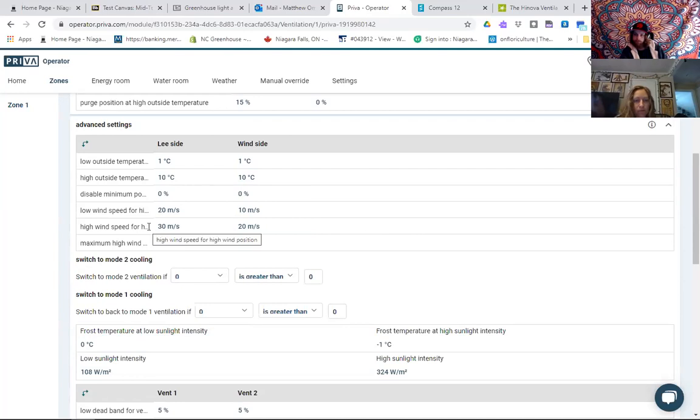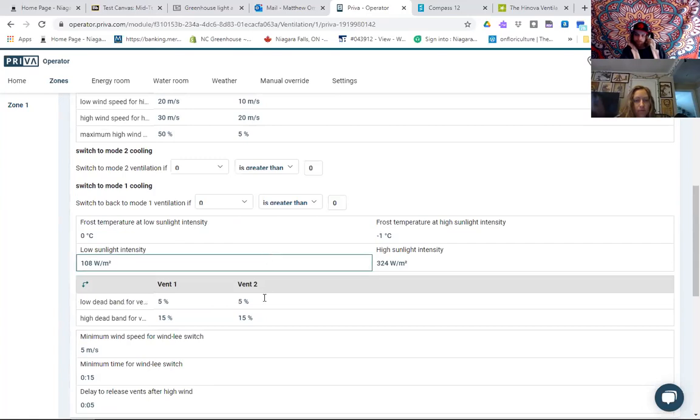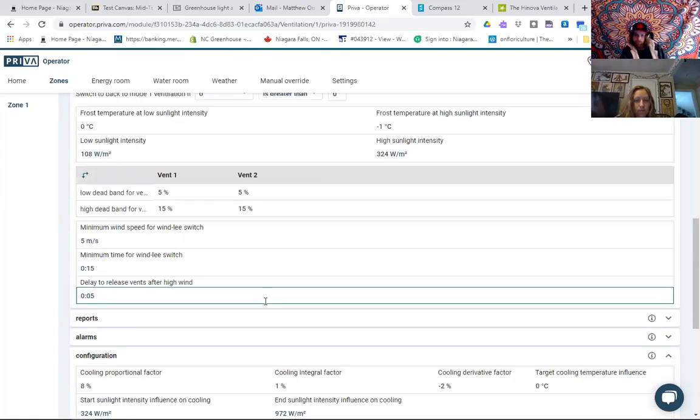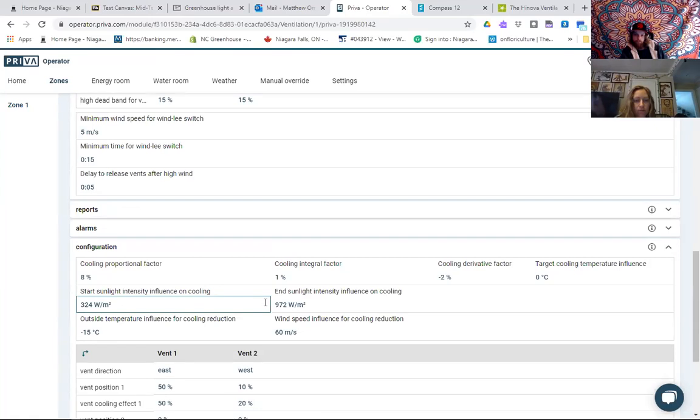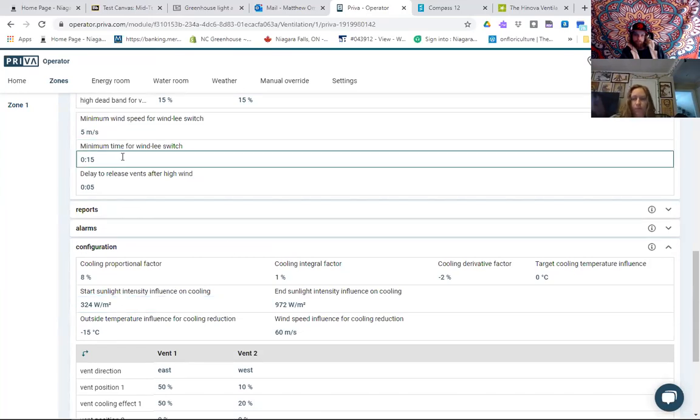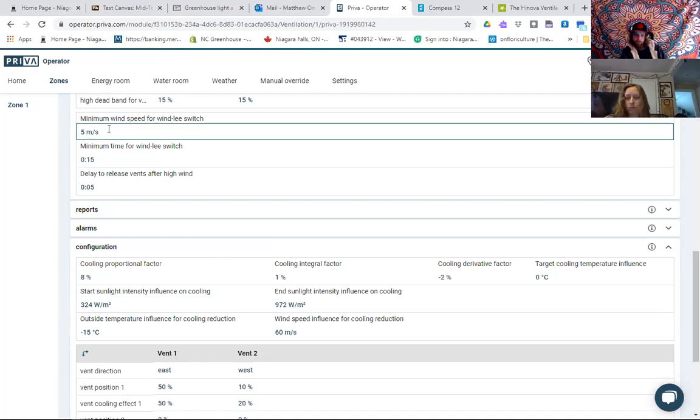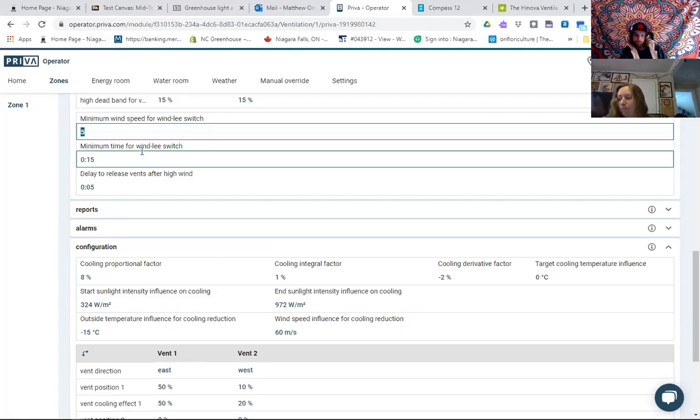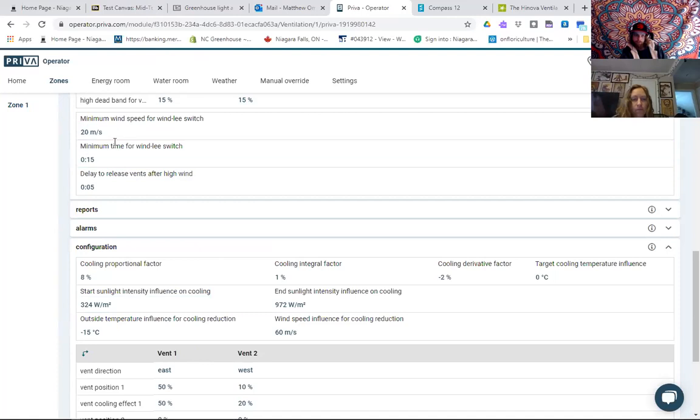So I can have a look at where that would be set, but yeah, minimum time for wind lee switch. So it's set for 15 seconds here, sorry. And minimum wind speed for wind lee switch. So here it's set for 5 meters per second. I'd probably have that a little more, like maybe 20. So as soon as it hits 20, we're going to switch the wind and the lee side.